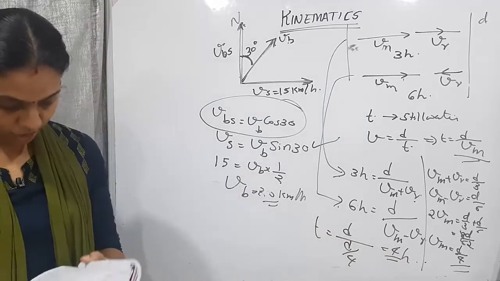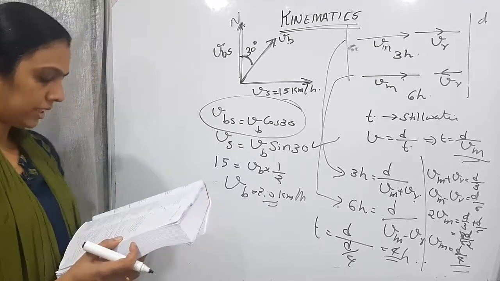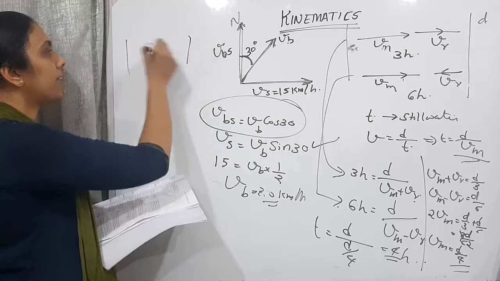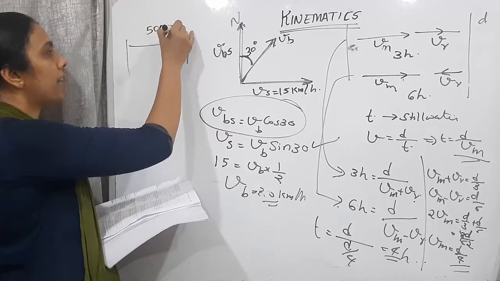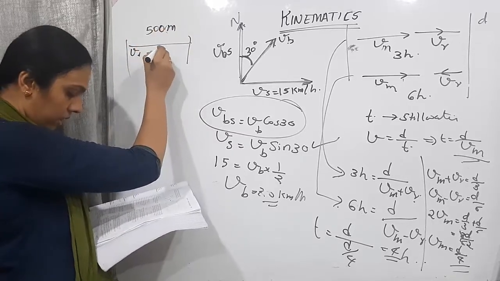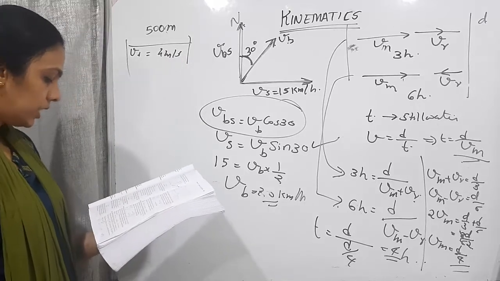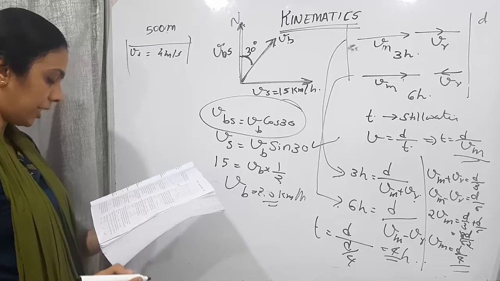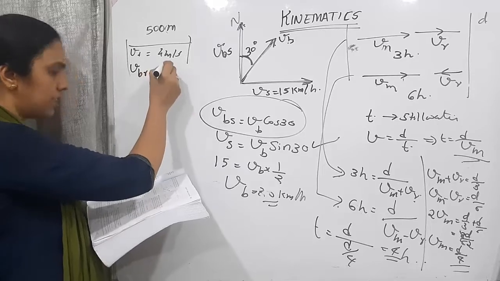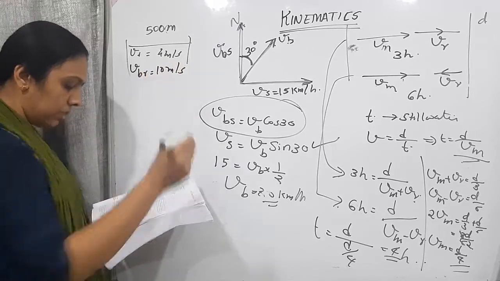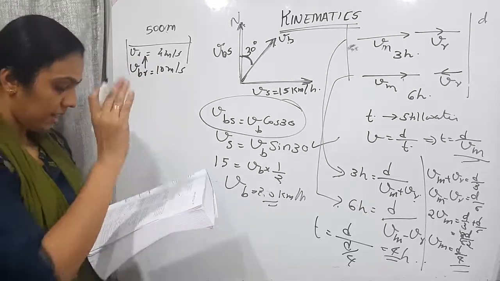So we can find distance divided by velocity as 4 hours. Clear? Next question: a river 500 meter wide is flowing at a rate of 4 meter per second. A boat is sailing at a velocity of 10 meter per second with respect to water. So the velocity of the boat with respect to the river is 10 meter per second, in a direction perpendicular to the direction of the river.